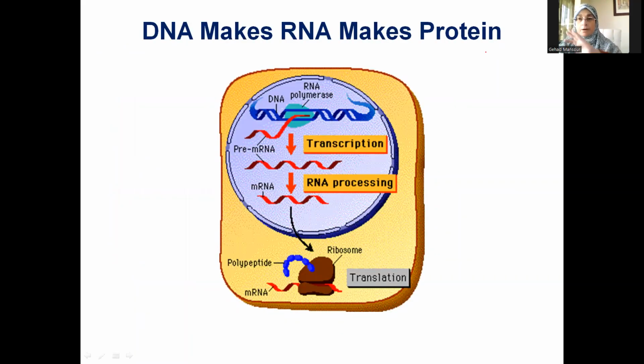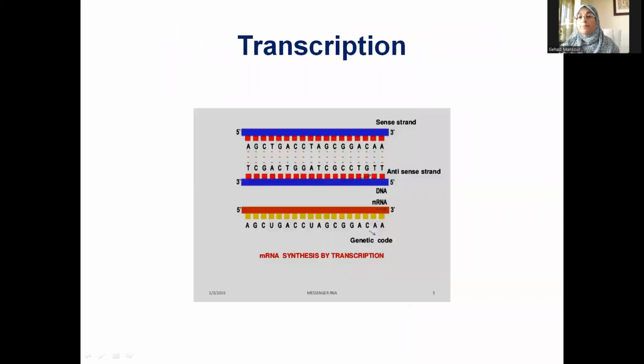Now, of course, there is a general rule that DNA makes RNA and RNA makes protein. So here we have the DNA molecule, and then using an RNA polymerase enzyme, we are going to transcribe messenger RNA, and then messenger RNA will undergo a process of processing in order to become mature RNA, and then mature RNA will be delivered to the outside of the cell and reach the ribosome, where it is translated into a polypeptide chain.